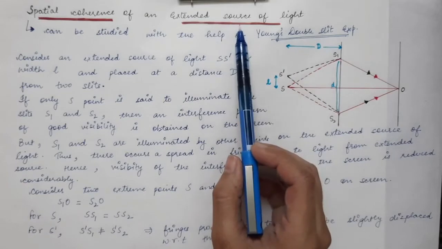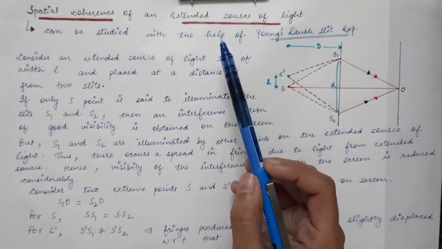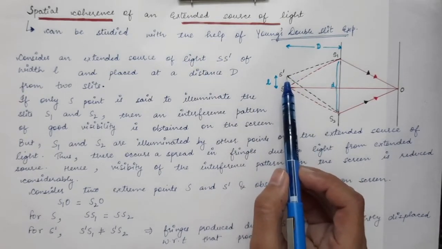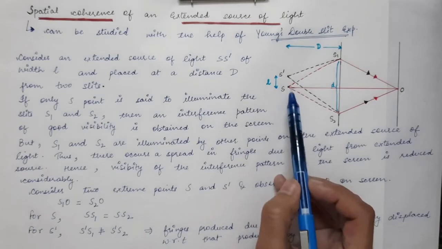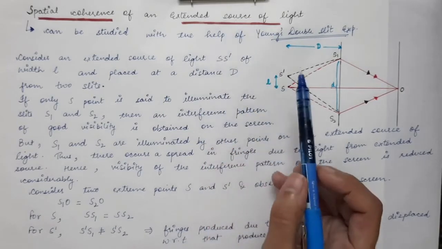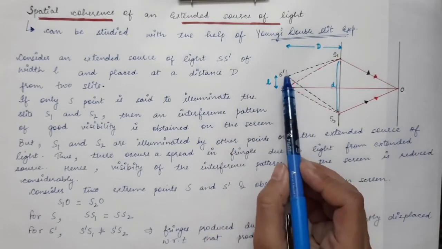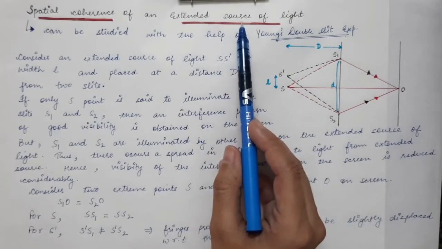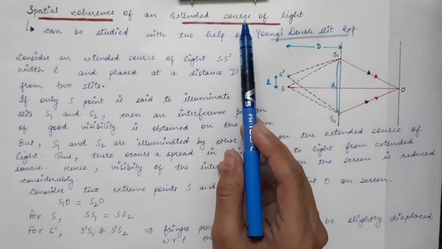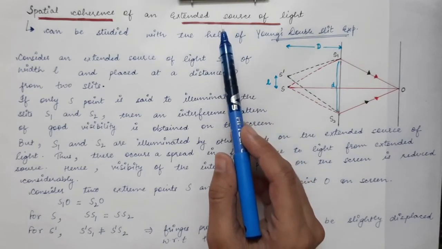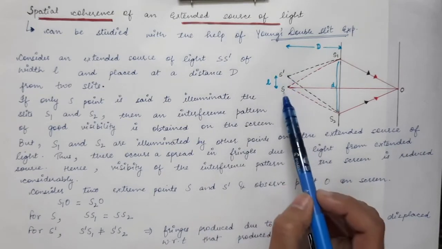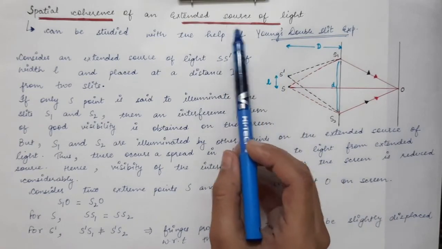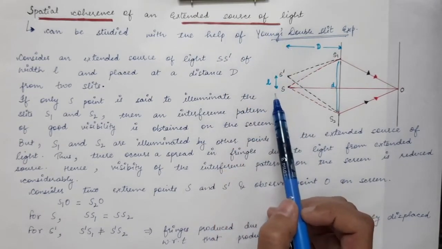So the extended source consists of a large number of point sources. Here I am considering only 2 such point sources, S and S prime, which are a part of the extended source of light. All these point sources are independent of each other, so S prime and S will act as independent point sources.